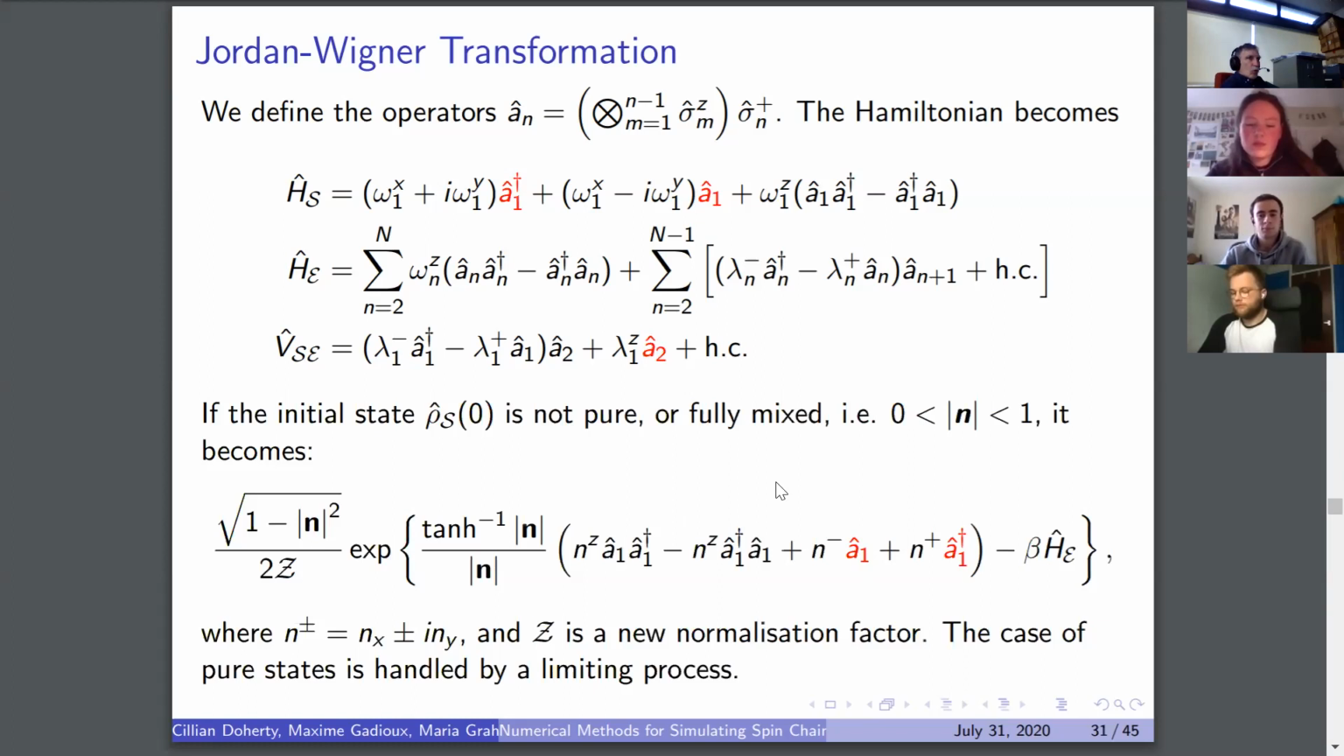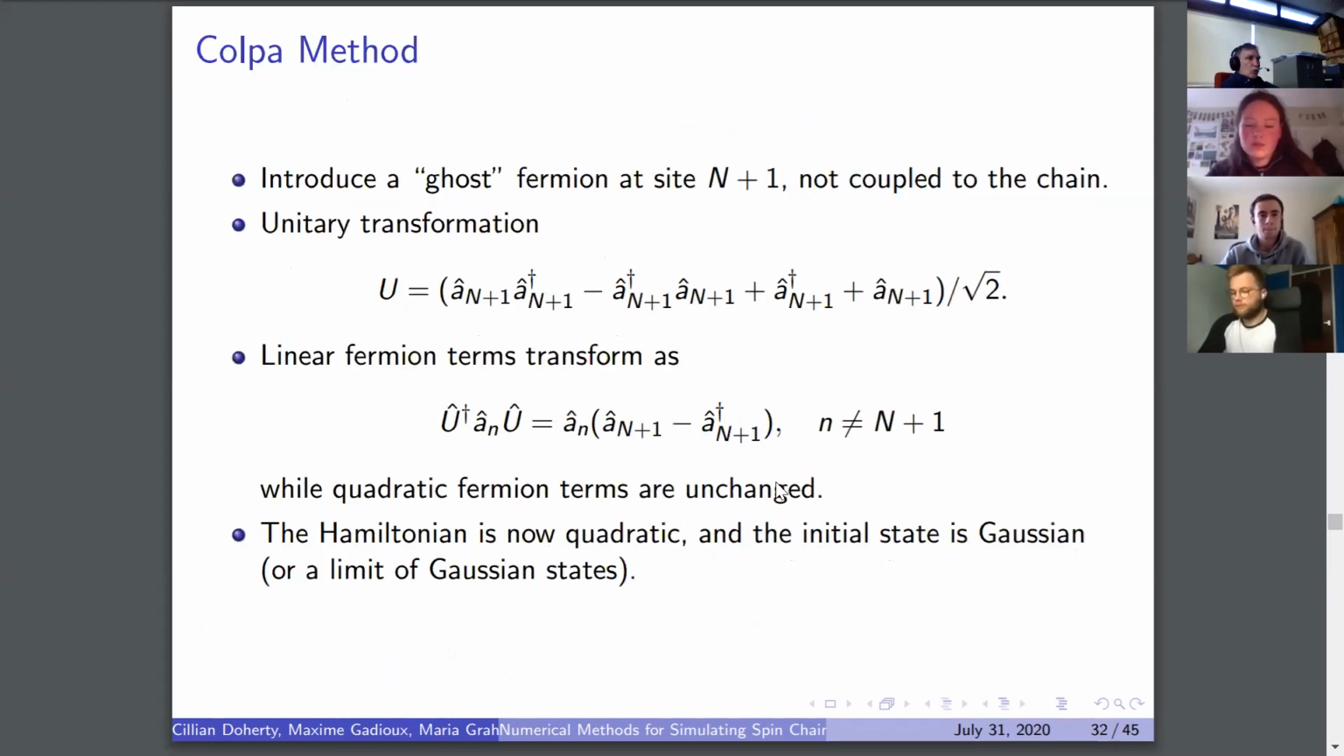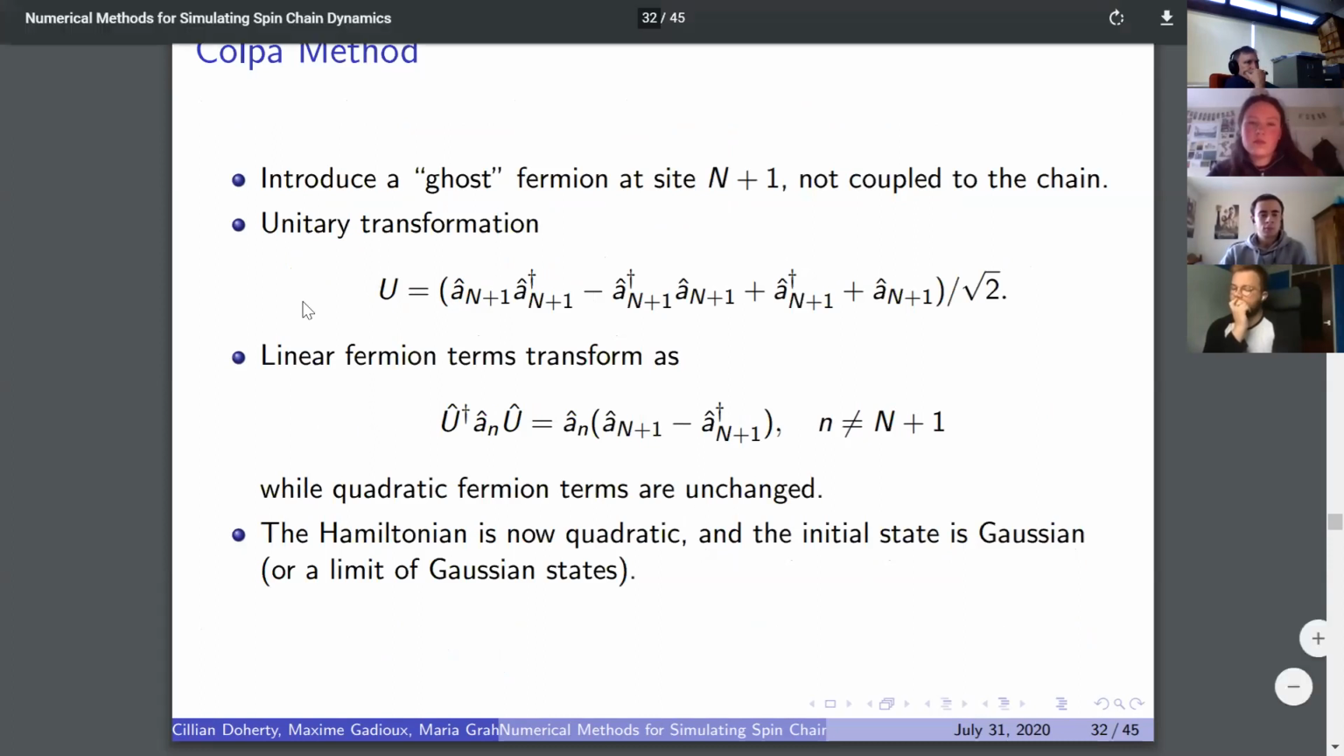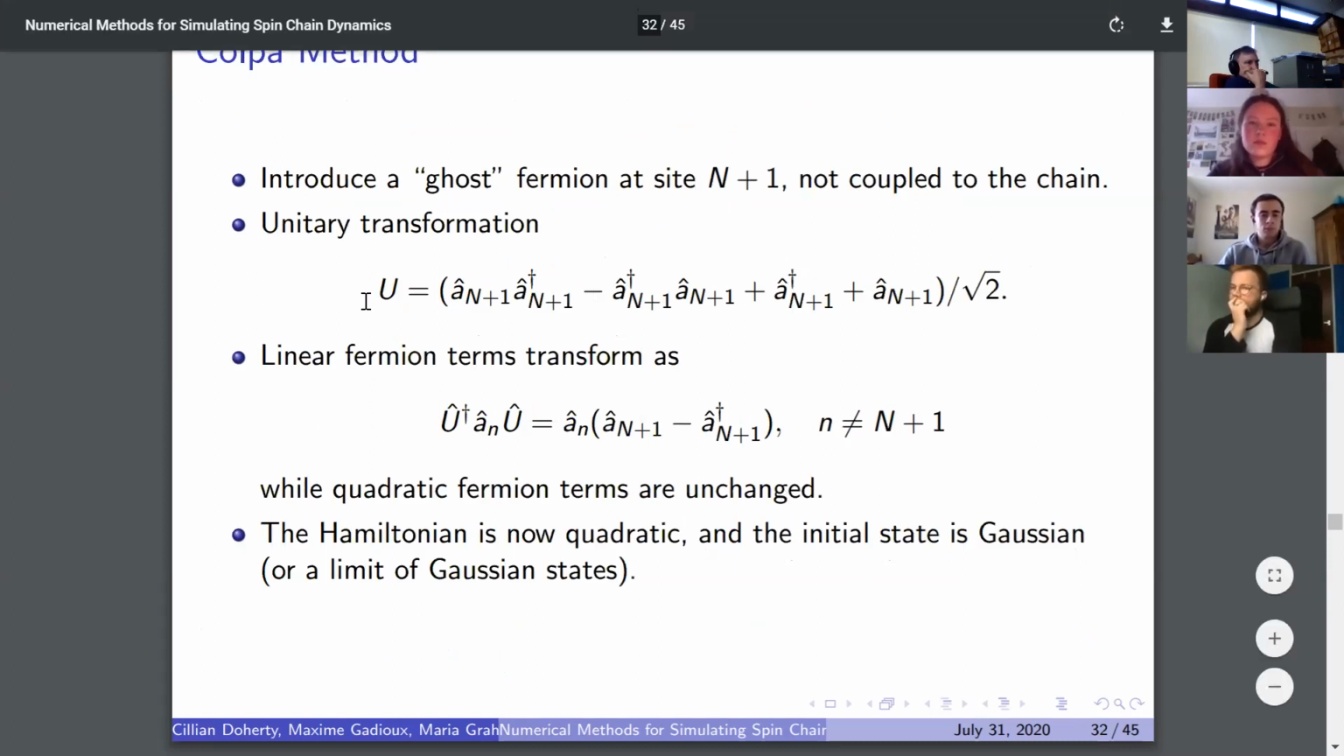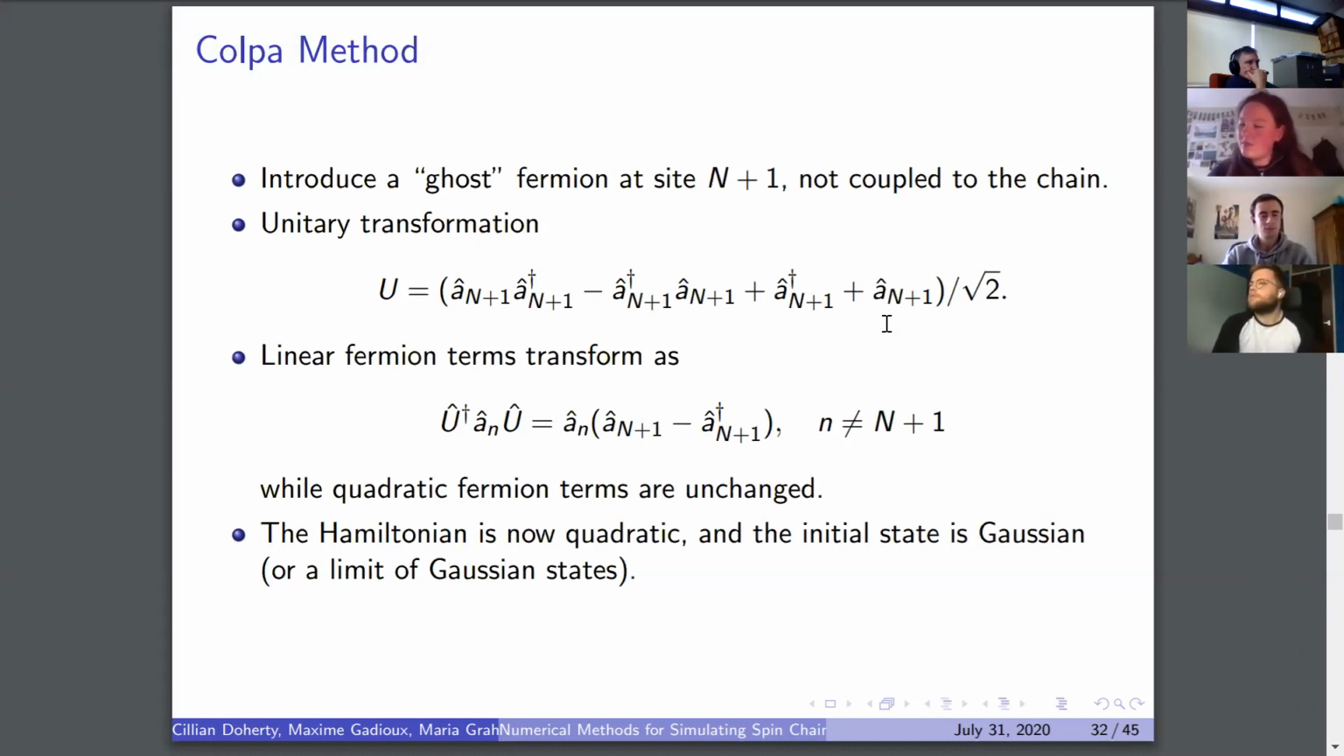Right, grand. So how we resolve the problem with the linear terms is we use a method due to Culpa, where we introduce a ghost fermion, as he calls it, at site n+1 in the chain that isn't coupled to the chain. And then we define this unitary transformation U, given by this sum of quadratic and then linear terms in the creation and annihilation operators corresponding to this new fermion.